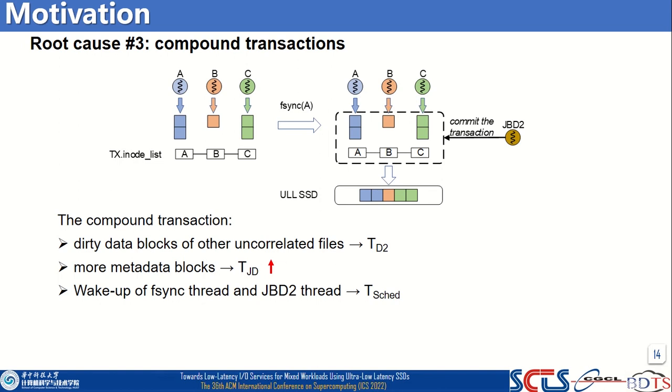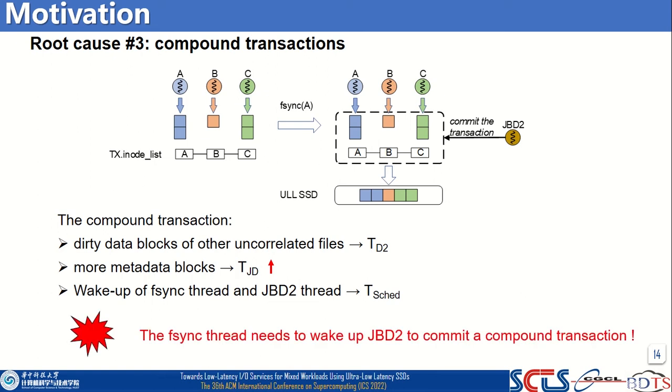Third, transactions are committed by the JBD2 thread rather than the fsync thread, and this introduces the wake-up of the fsync thread and the JBD2 thread, and thus introduces the T-scheduled. We conclude that the root cause 3 for the increase of fsync path is that the fsync thread needs to wake up JBD2 to commit a compound transaction.